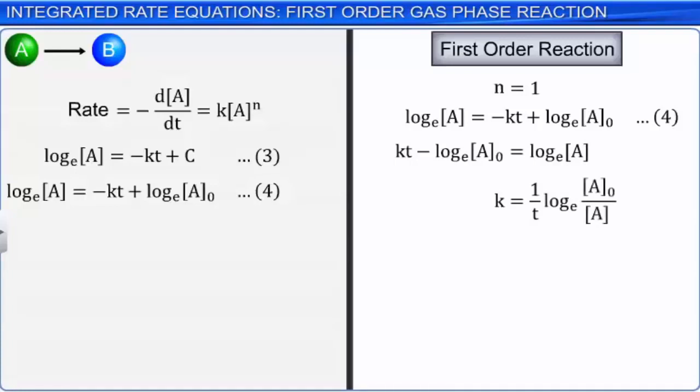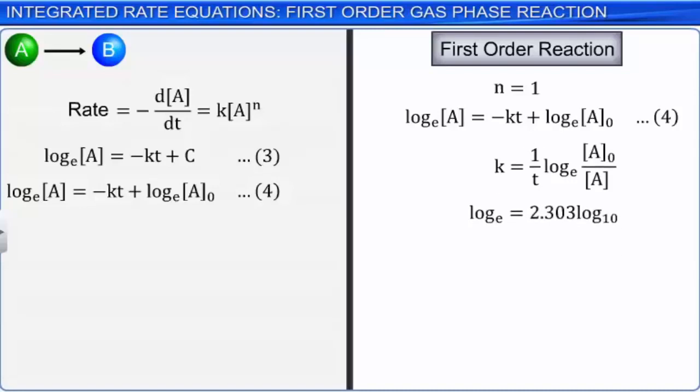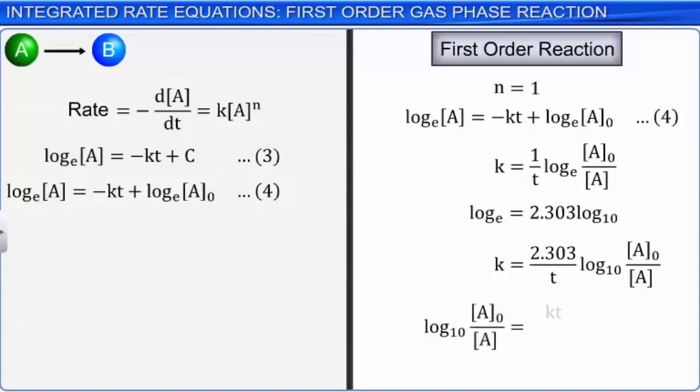Since log to the base e is equal to 2.303 log to the base 10, this equation can also be written as K is equal to 2.303 divided by t multiplied by log concentration of A0 divided by concentration of A. This equation can be further rearranged as log concentration of A0 divided by concentration of A is equal to K multiplied by t divided by 2.303. Let this be equation 5.